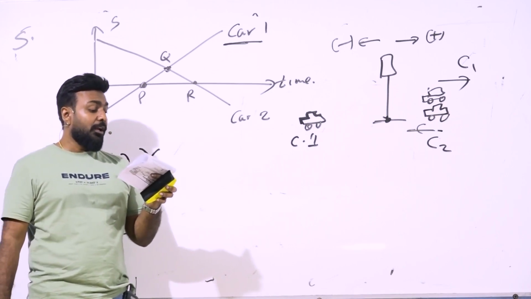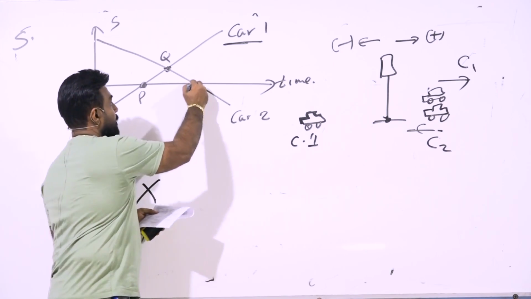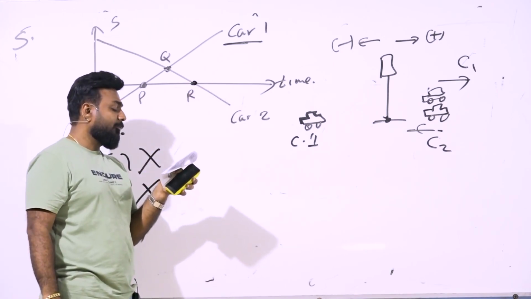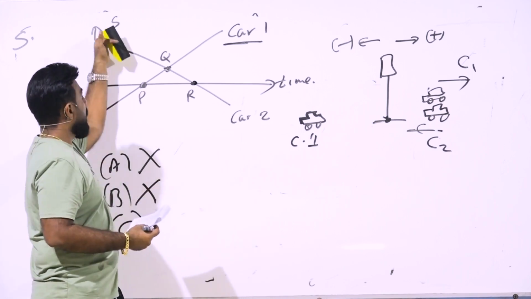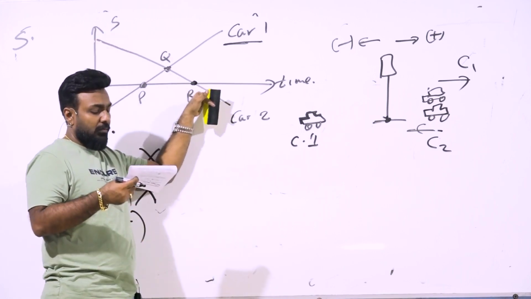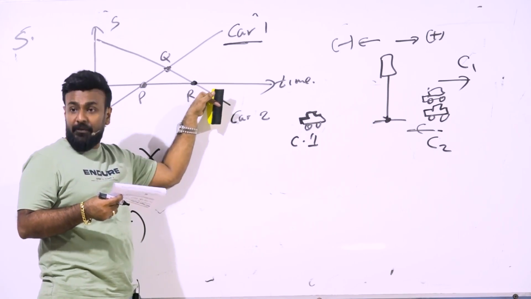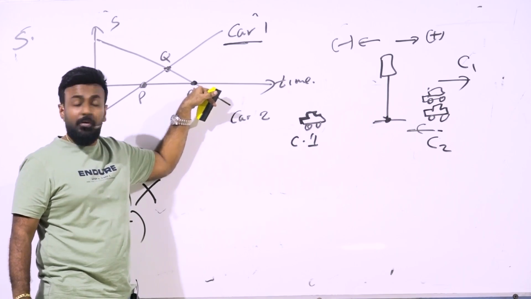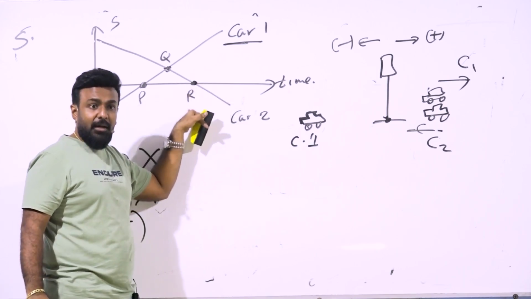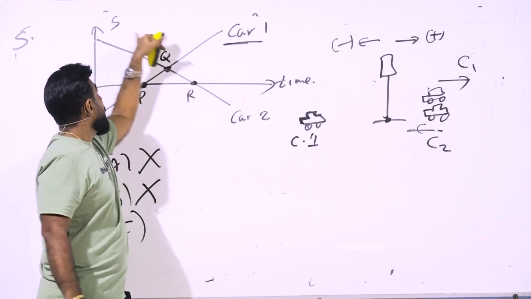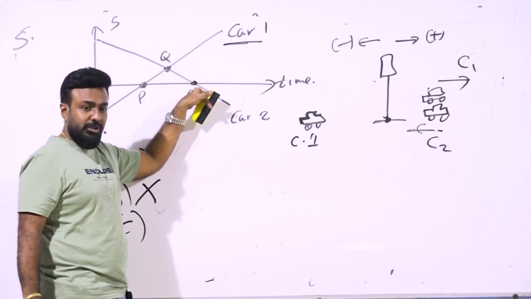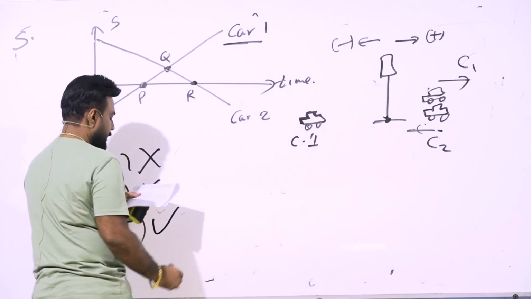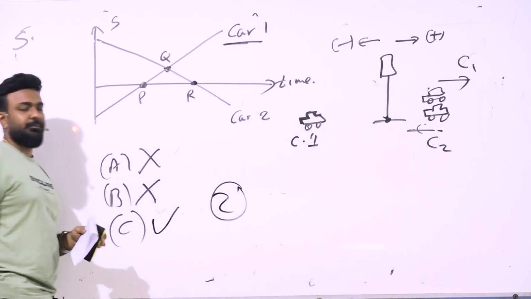Relevant to R. Car 2 coming from the right passes the lamp post. That's true. That's the point where displacement becomes 0. At the point R, the displacement of car 2 becomes 0, which means car 2 comes to this post. Correct. The answer is only C. Second answer.